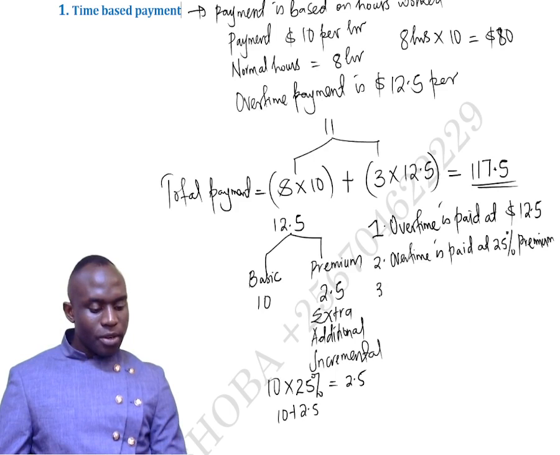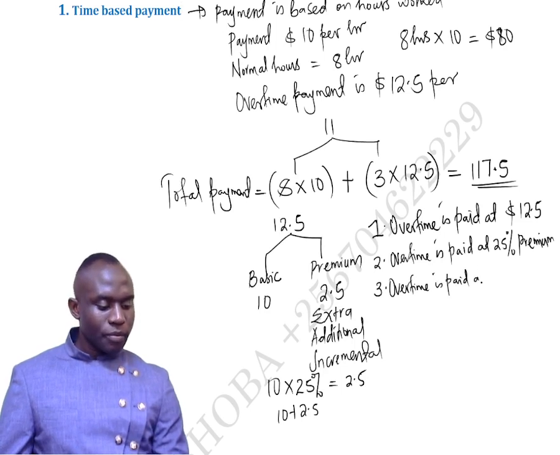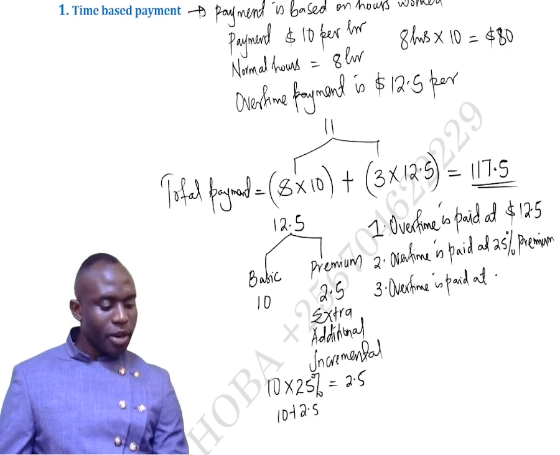Or they can tell you that overtime is paid at a time and a half. Sorry, a time and a quarter. It is paid at a time and a quarter.